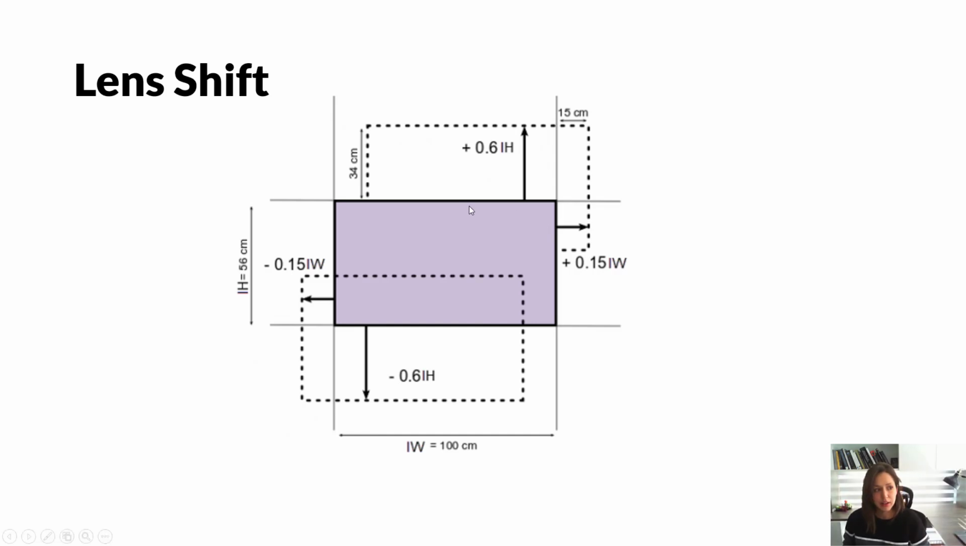This means that when the lens is set at origin, the projected image can be moved 60% of its height towards the top of the projection screen, or 60% down towards the bottom of the projection screen, and 15% of its projected width to the left or to the right, without distorting the shape of the projection and the pixel size.